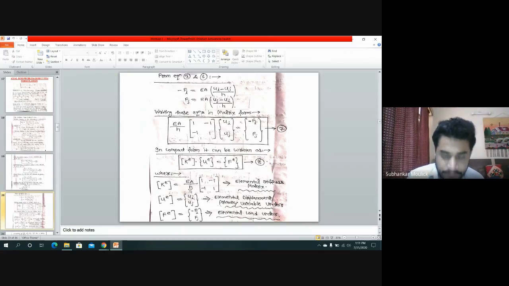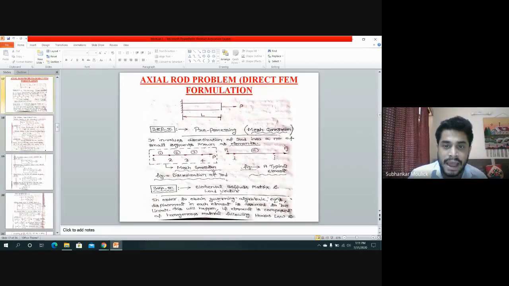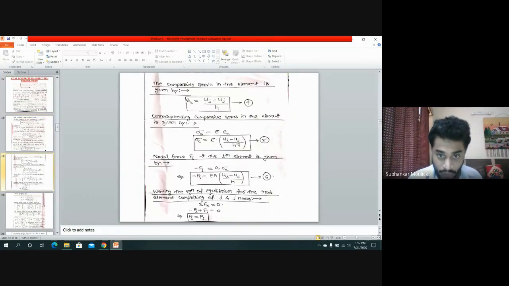And what is this h? This h is nothing but the length of the element. As I can see, the geometry is symmetric in nature. That means h is nothing but L by 3. Overall length is L. I have divided my entire geometry into 3 elements, so each element will be of length L by 3. L by 3 plus L by 3 plus L by 3 is equal to L. That we will substitute in the last part, or else it will be complicated if we substitute the value of h now.